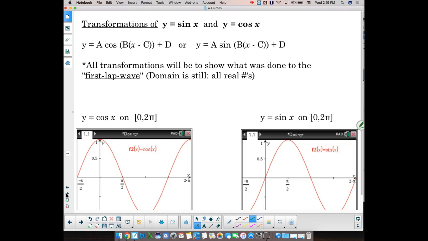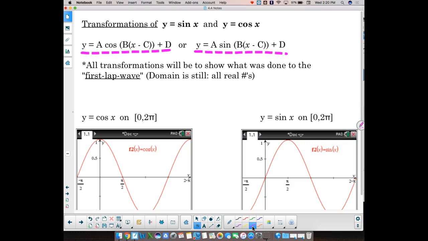So, here are your general forms of the functions. Here is your cosine function. Here is your sine function. A cosine or sine of B times the quantity x minus C, then plus D. And we're going to figure out what A means, what B means, what C means, and what D means.